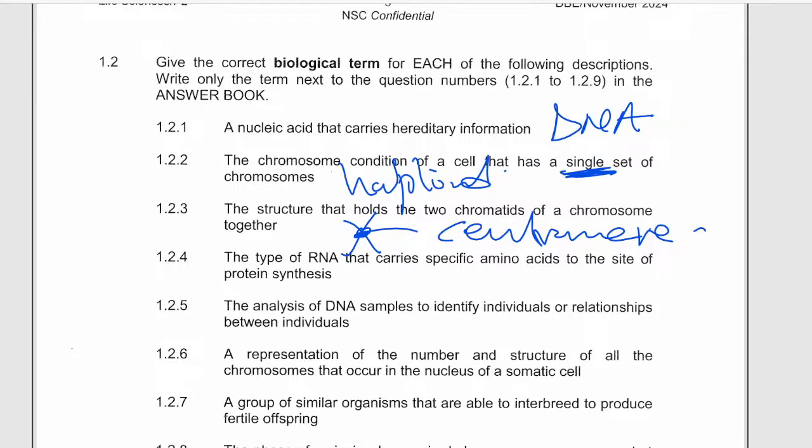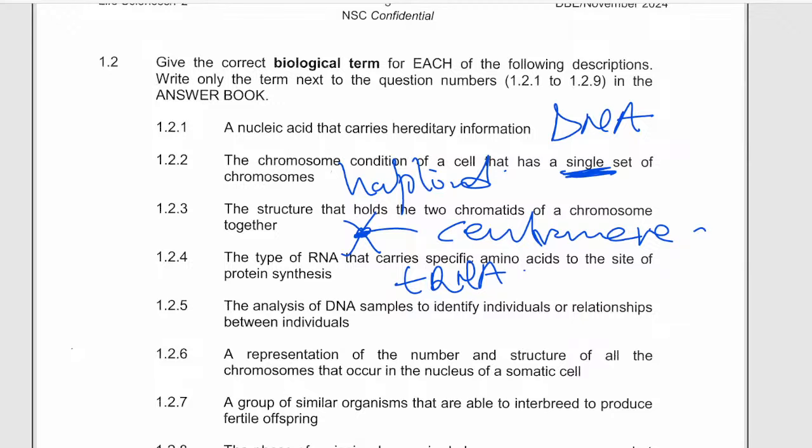The type of RNA that carries a specific amino acid to the site, according to the messenger RNA. The transfer RNA, with the complementary anticodon, brings the required or specific amino acid to the ribosome. You see? So it becomes tRNA. The transfer RNA brings the required amino acid to the ribosome. Correct.